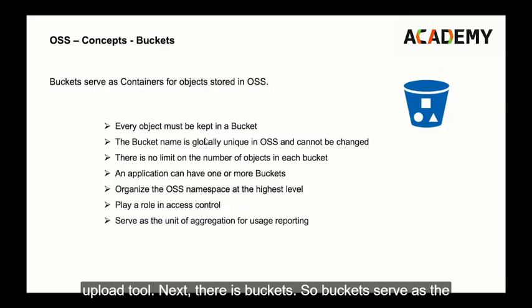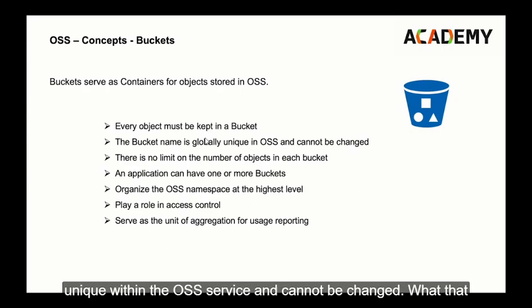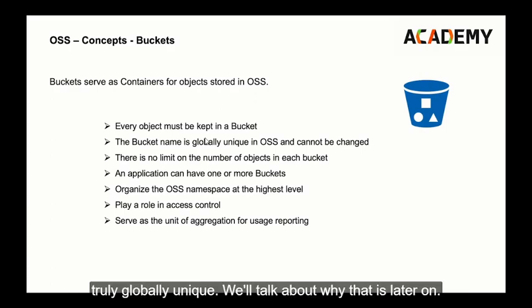Next, there are buckets. Buckets serve as the containers that hold the objects you store in OSS. Every object must be kept in a bucket, and each bucket name must be globally unique within the OSS service and cannot be changed. What that means is that if another user is already using the bucket name that you want to use, you will have to pick another name. Bucket names, even between users, cannot overlap. They really must be truly globally unique. We'll talk about why that is later on.